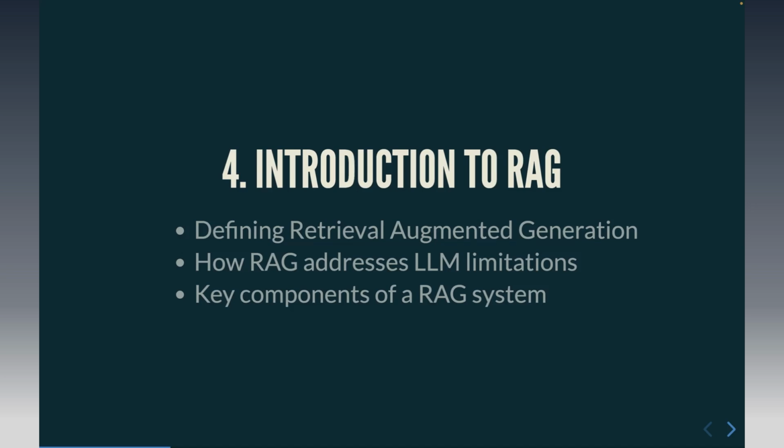RAG, or Retrieval Augmented Generation, is a technique that aims to solve these problems by dynamically providing LLMs with relevant information at runtime. It combines the power of information retrieval with the language generation capabilities of LLMs and allows us to keep the model's knowledge current and to reduce hallucinations.